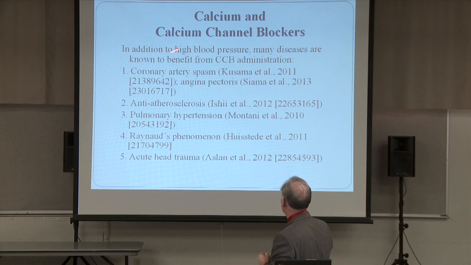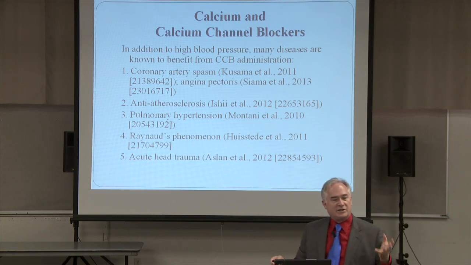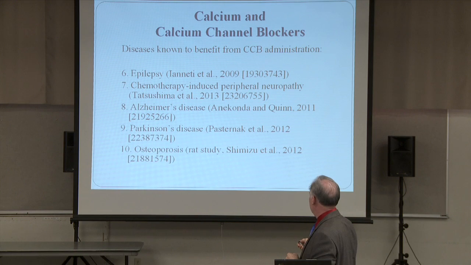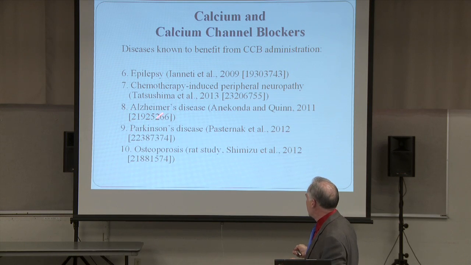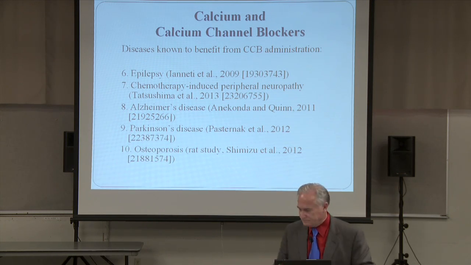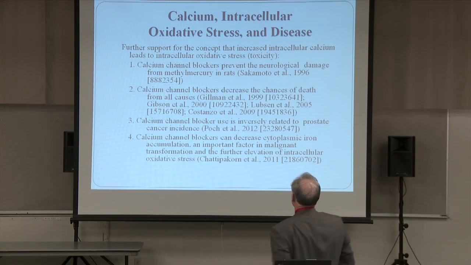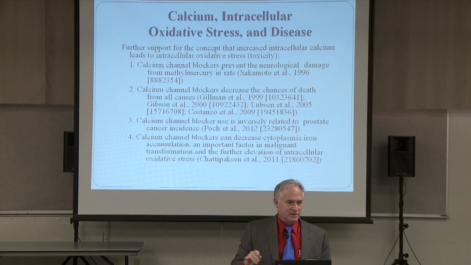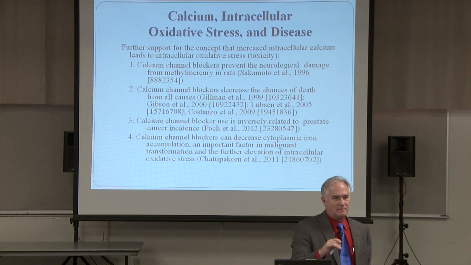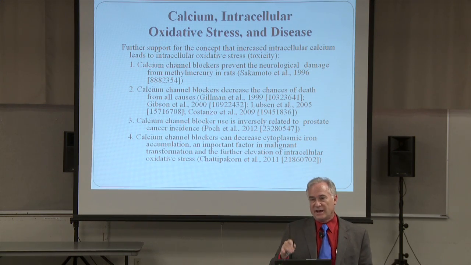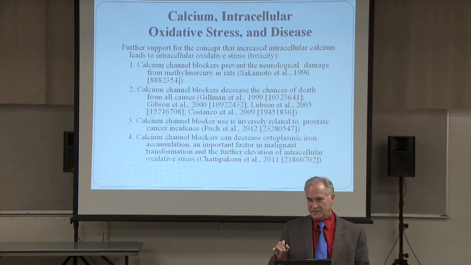These are some of the other things calcium channel blockers have been known to take care of. These are, of course, muscular spasm things: coronary spasm, angina, pulmonary hypertension, Raynaud's phenomenon. Here's a few things that aren't directly related to vascular: acute head trauma, epilepsy, chemotherapy-induced peripheral neuropathy, and Alzheimer's, Parkinson's, even osteoporosis. Okay, so we're sort of setting the stage. I'm giving you the body of data to show that basically all of us in this room have excess calcium inside our cells. Believe me, none of us have a normal status.